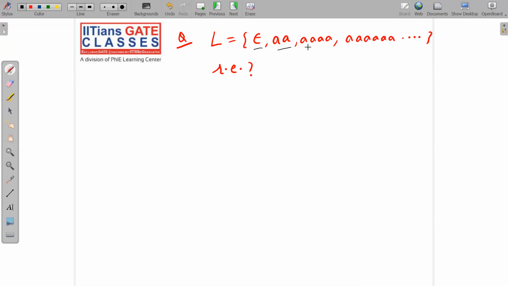Okay, next is null, double A, 4 A's, 6 A's, and so on. So that is nothing but even number of A's. So how will you write even number of A's? Whenever you should get a number of A's multiple of 2, this is the regular expression.